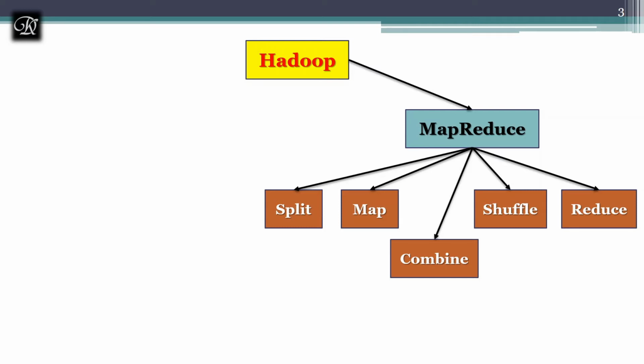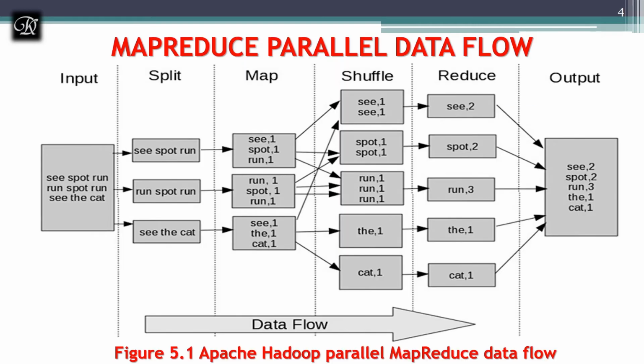Let's see the example. In this example, we have taken a simple input file which has 3 lines with around 9 words. I will read out the words: see, spot, run, spot, run, see the cat. These are just some random words placed in the input file. Now, what is it going to do?